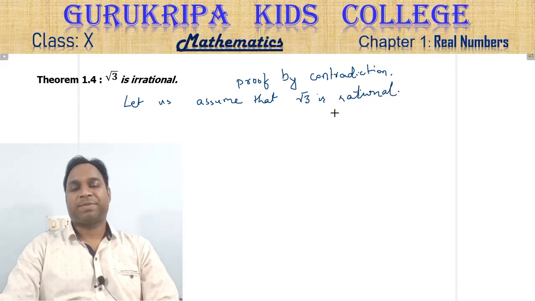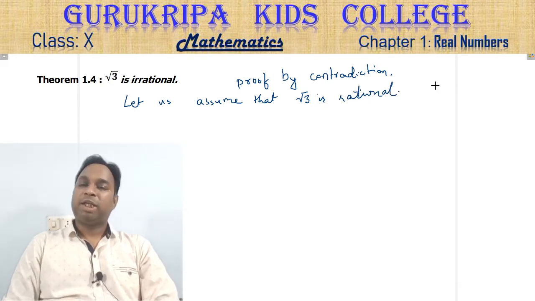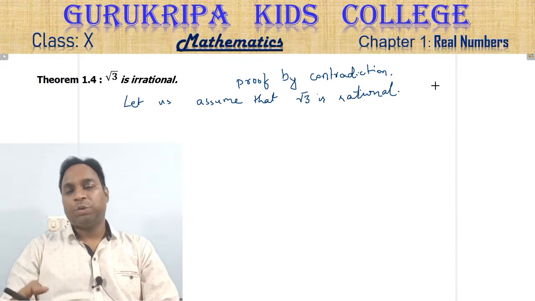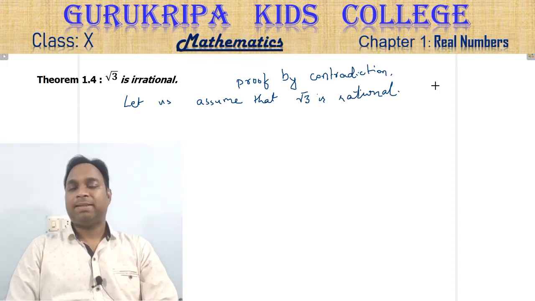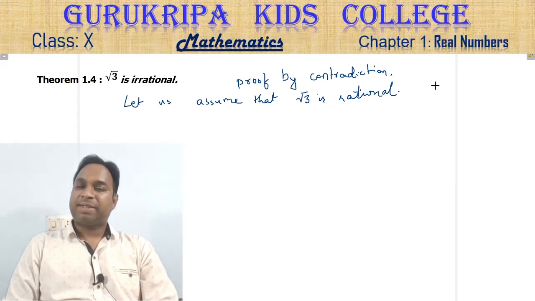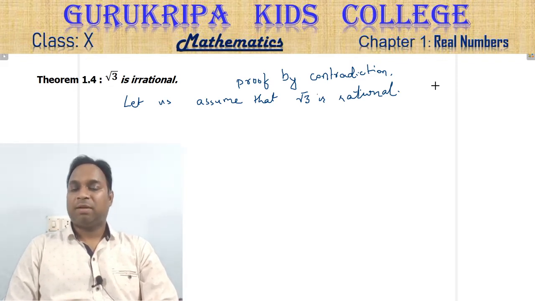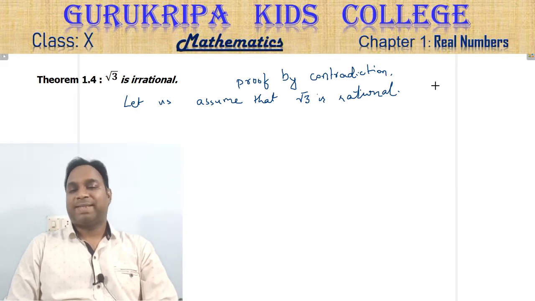That is our assumption. We have assumed that square root 3 is a rational number. Now we'll do some calculations and arrive at a contradiction. We arrive at a contradiction means that our assumption is wrong. What is our assumption? Our assumption is only this, that square root 3 is rational, which will turn out to be wrong. Hence we will say that square root 3 is irrational.